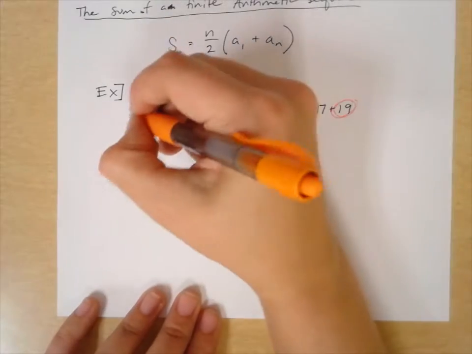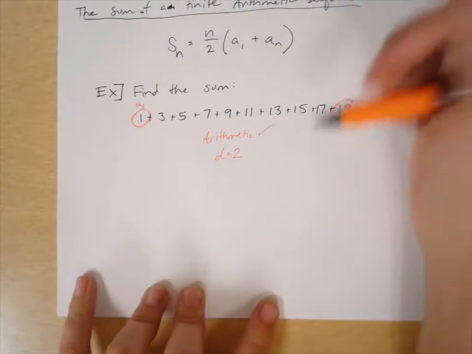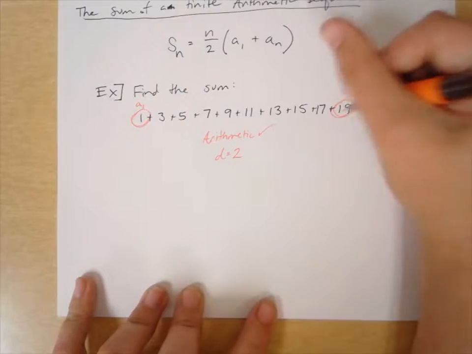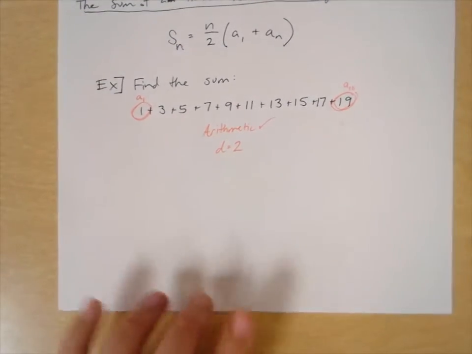So I'm going to label those a sub 1, and the last term is a sub 10, which happens to be 19. And what we're going to do is we're going to use that info.